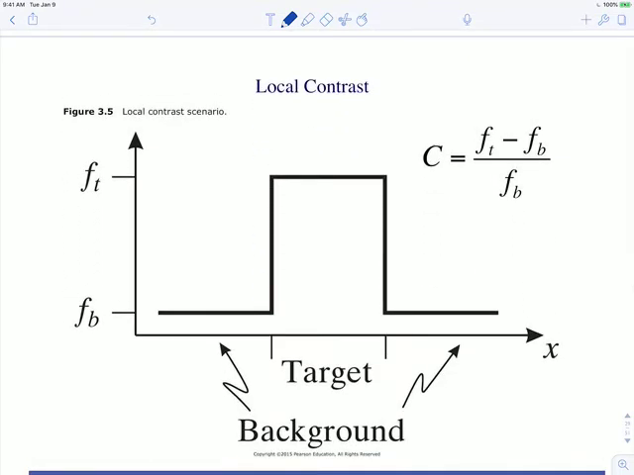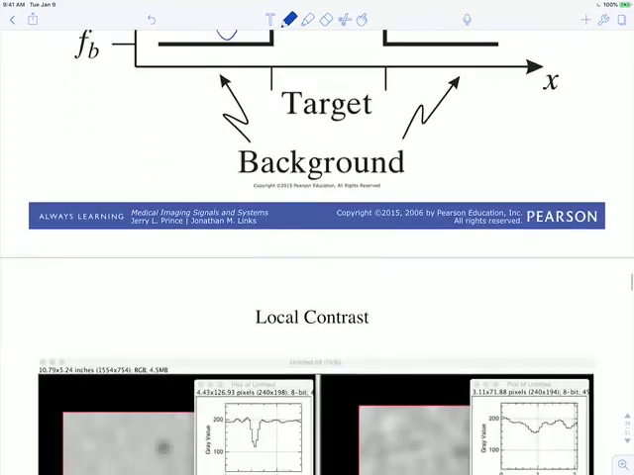So typically the way they define contrast is you'll define the background, which is sort of a uniform background, and then you'll have your target, which is what you're looking for. And the contrast is simply the difference between the target and the background divided by your average background level. So that's what the book is defining as local contrast.